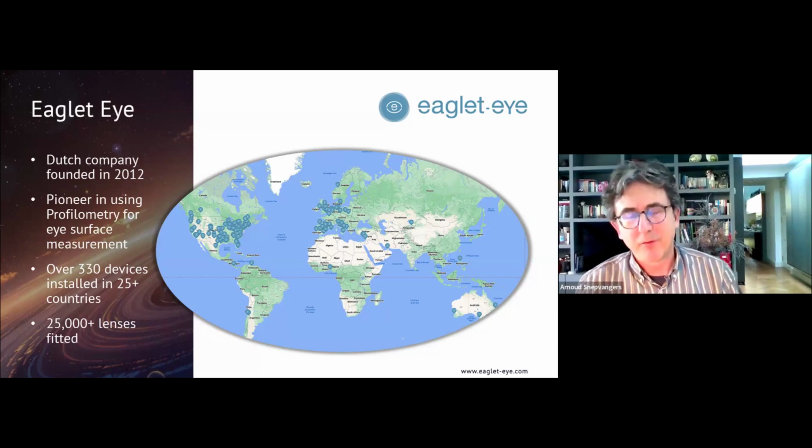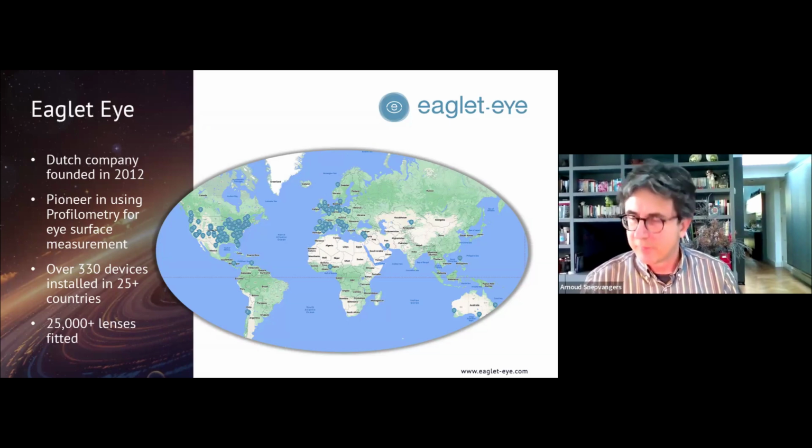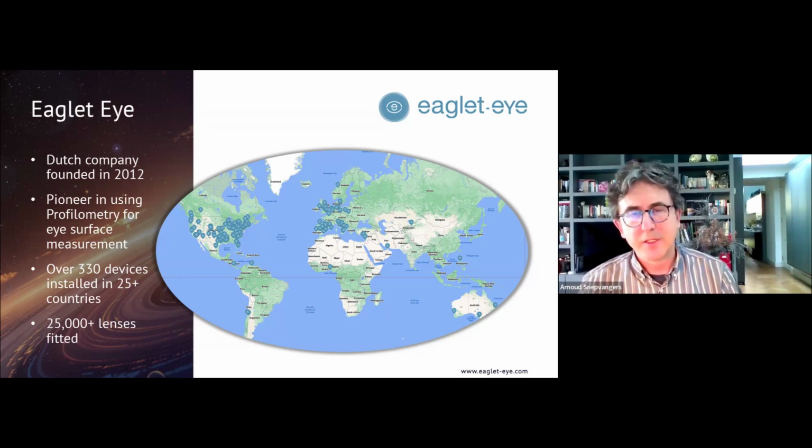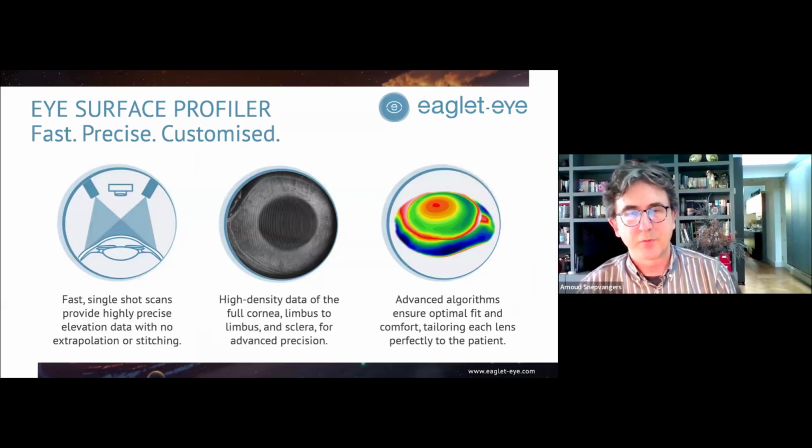What we wanted to do from the outset with this device, with this technology, was to have a device that is capable of fitting all types of lenses, from the smallest corneal lenses to the largest scleral lenses, and also capable of measuring all types of eyes, from healthy eyes to very pathologic eyes. With that, we wanted to create a device that is precise, fast to measure and easy to use. So that's what we're doing.